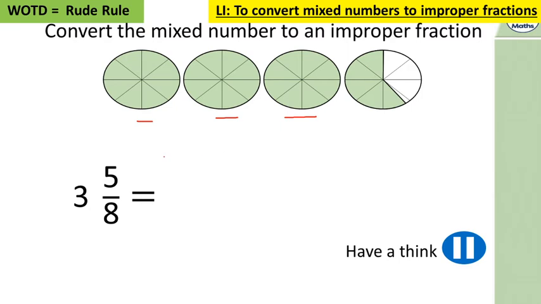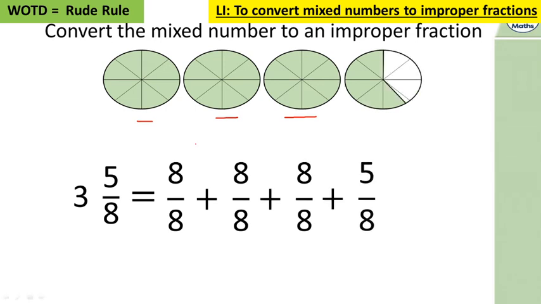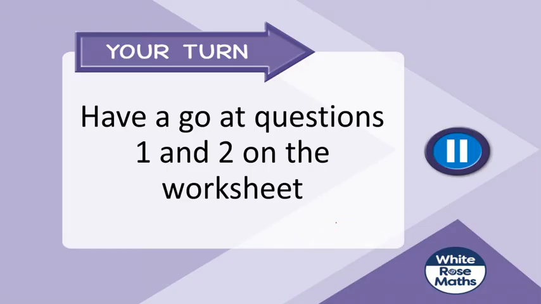One way of working out the improper fraction is to count. We can see that they are split into 1, 2, 3, 4, 5, 6, 7, 8 equal parts, so they're going to be in eighths. So 1 lot of 8/8, another lot of 8/8, another lot of 8/8, and then we have 5/8. If we add them together, remember the numerators get added, the denominators do not, they stay the same, and they're in eighths. So 8 plus 8 is 16, plus 8 is 24, plus 5 is 29. So 29/8 is that as an improper fraction.